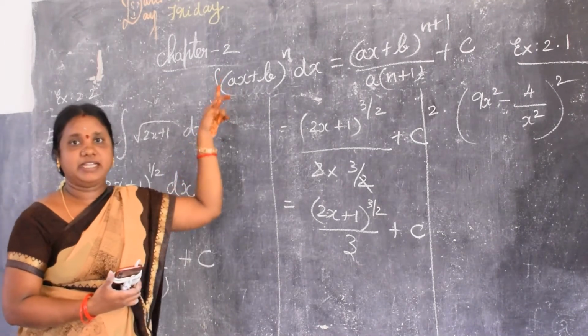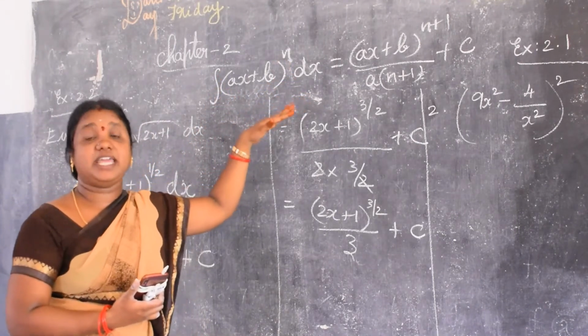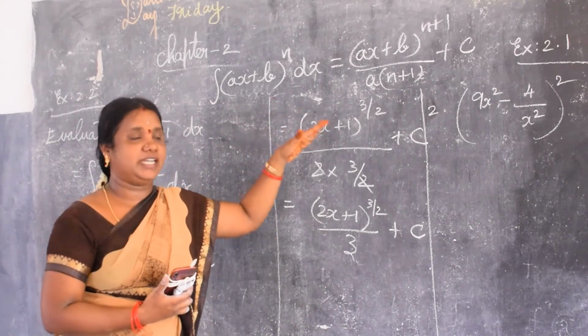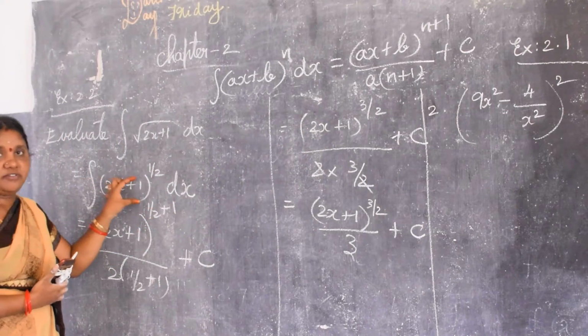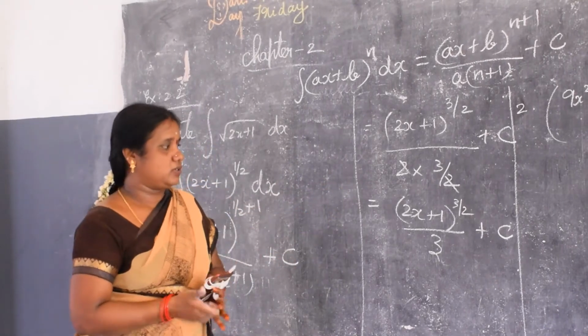What is our result? Integral ax plus b whole power n. This is integration by decomposition method. Why are we using the decomposition method? Because we can't integrate directly. We have to split it and write. For splitting the integral, we have to use the integration by decomposition method. Have you understood?